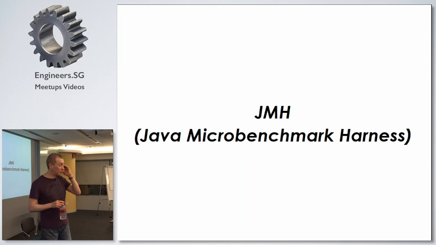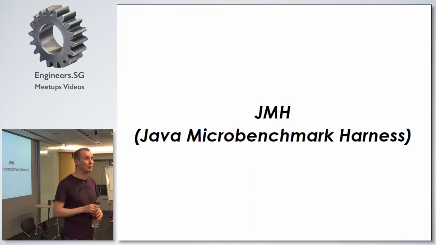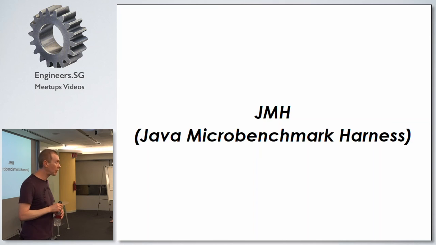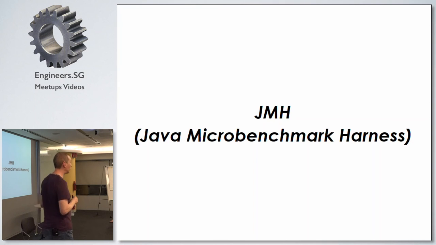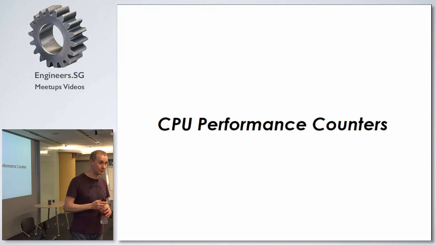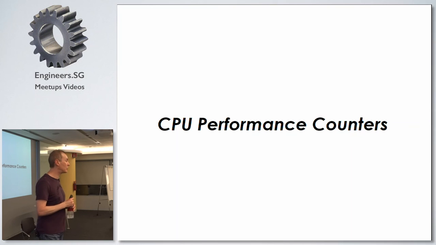How do you run performance tests really often? Well, if you're in the Java world, JMH is kind of the gold standard at the moment. It's a really useful tool, avoids a lot of the problems. Have a look at it, look at the samples that are in there. It's really worth seeing and playing with. But how do you find out some of the low-level stuff?